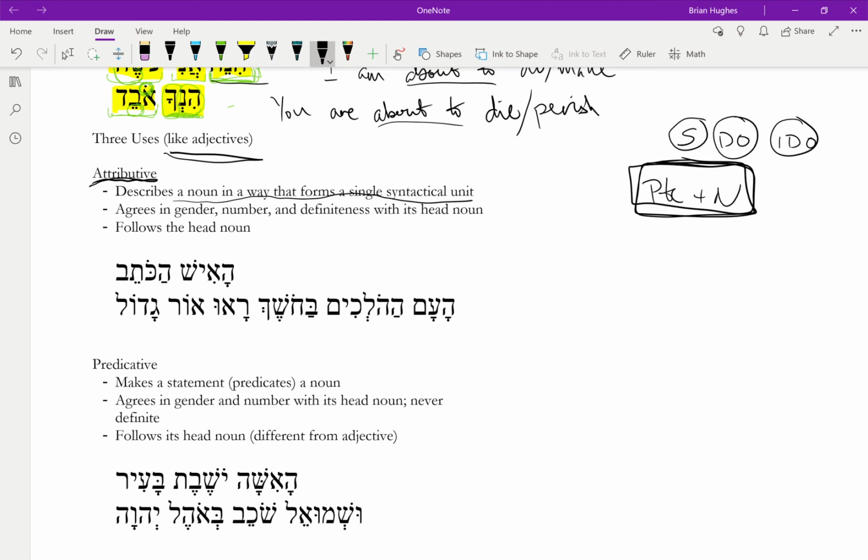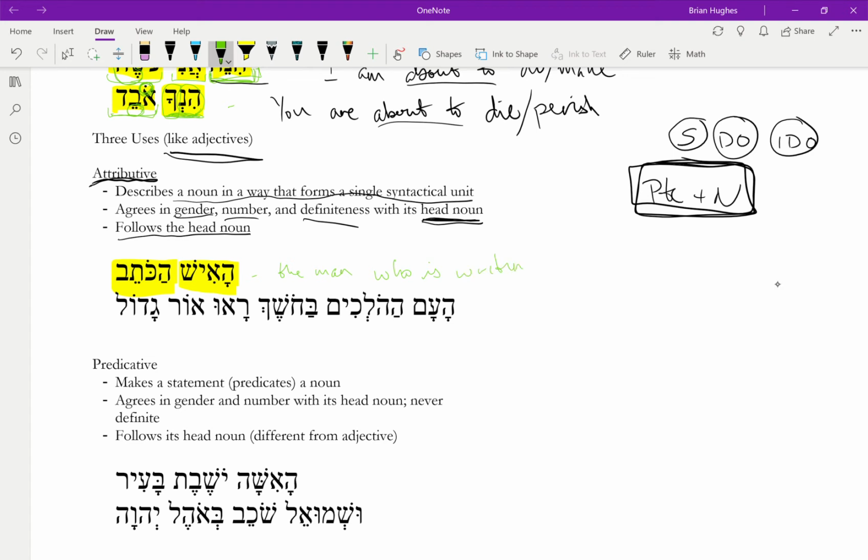Like attributive adjectives, attributive participles agree in gender, number, and definiteness with their head noun. Remember, the head noun is the noun it's modifying or telling us more about. And like attributive adjectives, it follows the noun that it modifies. So one of the examples that Furtado gives, ha'ish hakotev. So we have the man, the writing, the man, the writing. This would be an attributive use. So this would be the man who is writing.